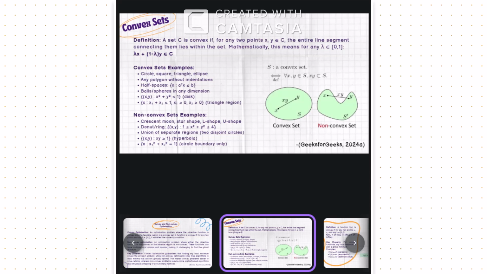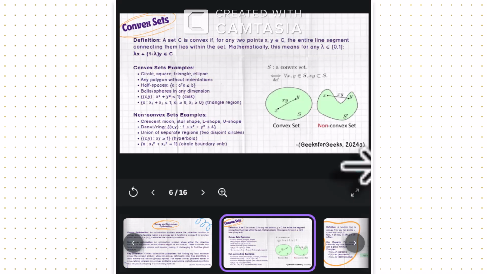So now some of the examples of convex sets are simple geometric shapes like circles, squares, triangles, and ellipses, or any polygon without indentations, half spaces such as all points satisfying A transpose x is smaller than or equal to b. Also, some of the examples of non-convex sets are shapes with indentation such as crescent moons, stars, L shapes or U shapes, or a union of separate regions, etc.